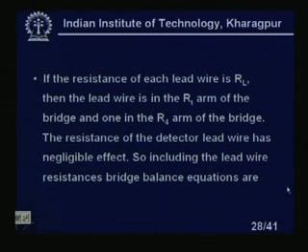If the resistance of each lead wire is RL, then one lead wire is in the RT arm of the bridge and one in the R4 arm of the bridge. The resistance of the detector lead wire has negligible effect, because it is not coming into the picture. It only makes the detector circuit more or less sensitive, and whatever the resistance in the detector, we can ignore it once we write the bridge balance equation. Clear?